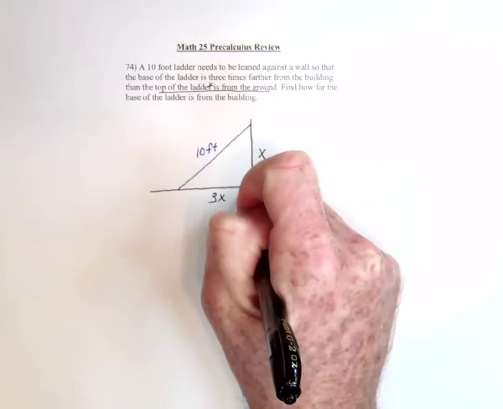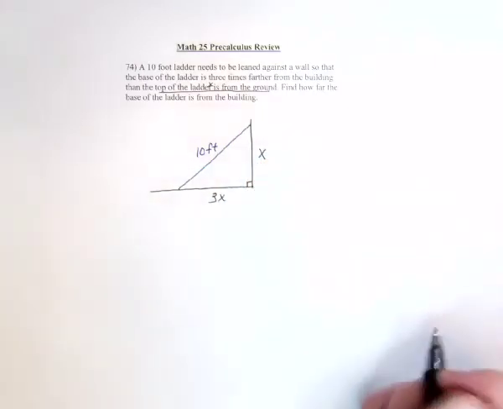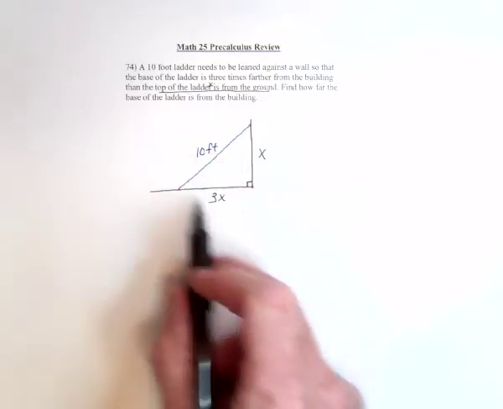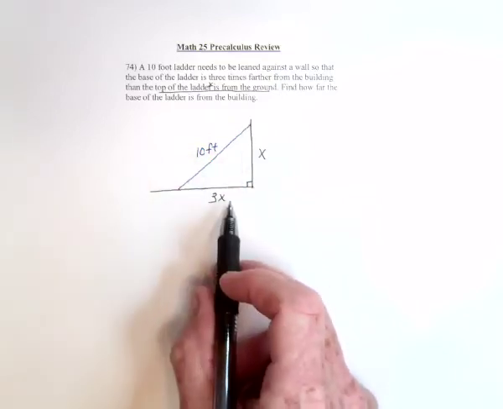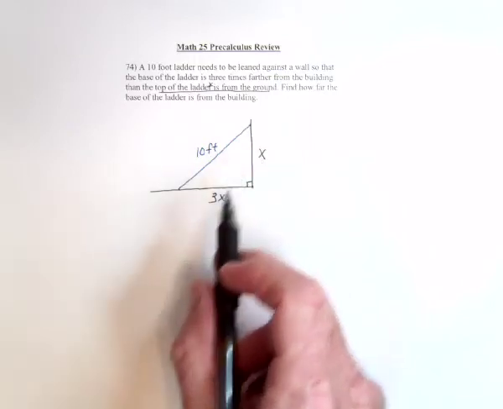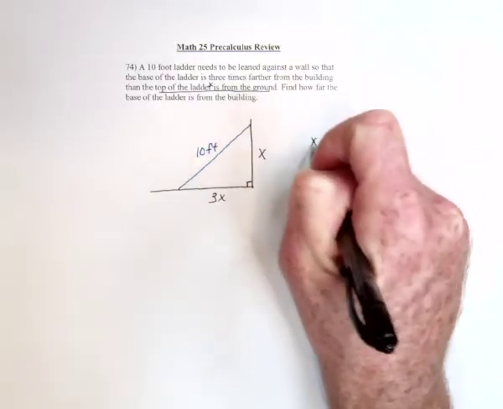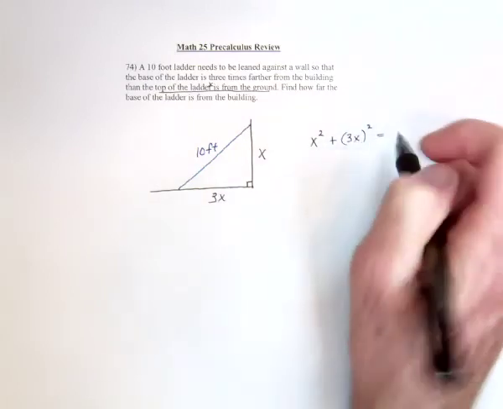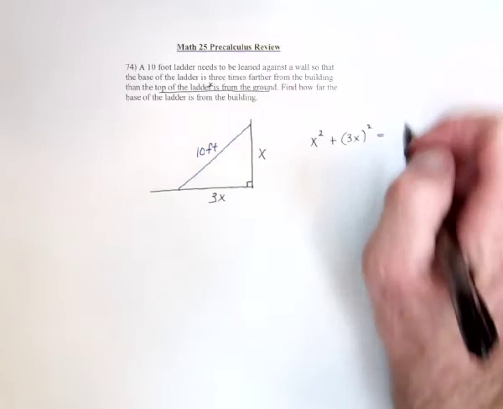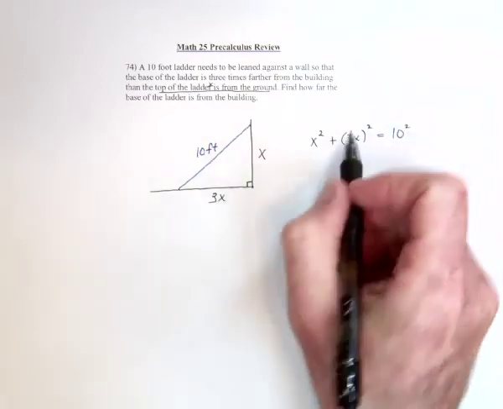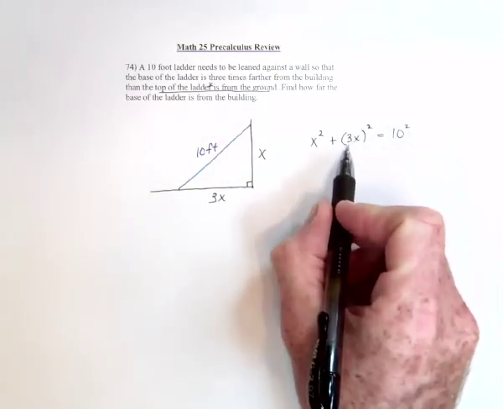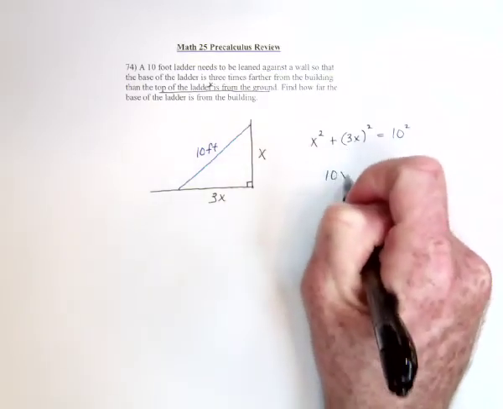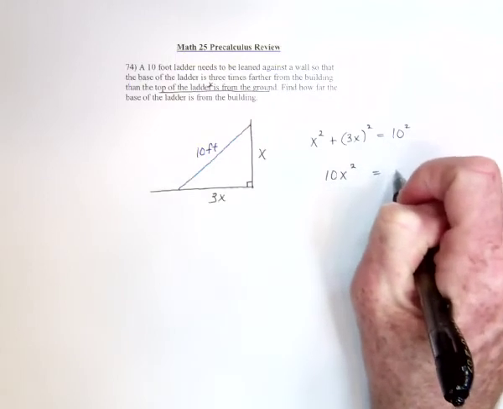Okay, so assuming that the building is standing upright, this is going to be a 90-degree angle, and thus we've got a right triangle, and that means we can use the Pythagorean theorem. So take these two, which are called the legs, and square them. And then that will equal the hypotenuse squared. So this is going to be 9x squared, plus another x squared is 10x squared. And on the right side, that's 100.